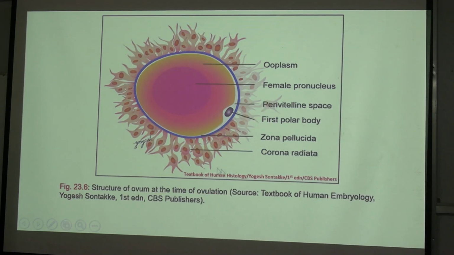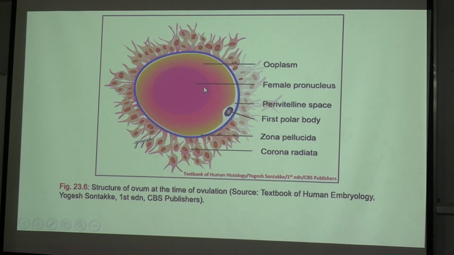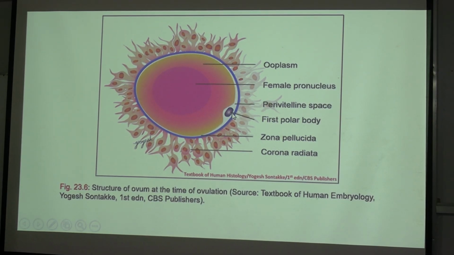You have to prepare this Graafian follicle and the expelled ovum with its different parts. The ovum, with the female pronucleus and the first polar body, is covered by a glycoprotein coat, which you see here in the blue region, called the zona pellucida. Surrounding it are cells radiating outward, called the corona radiata. These are modified follicular cells, transformed from a cuboidal shape, and this whole thing travels together.